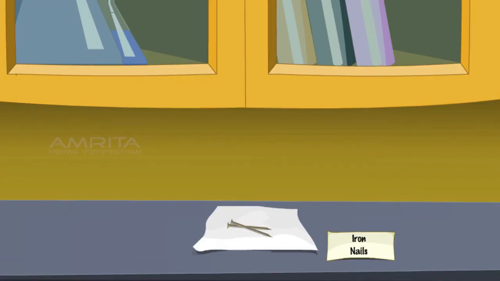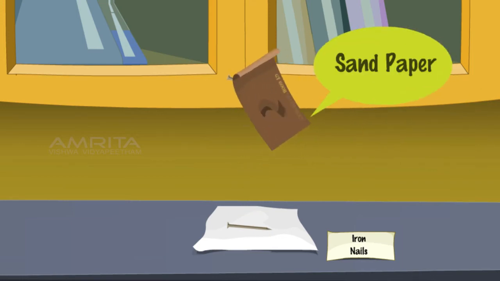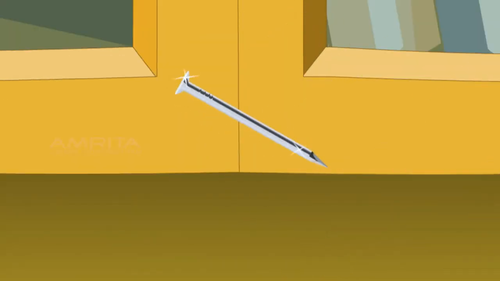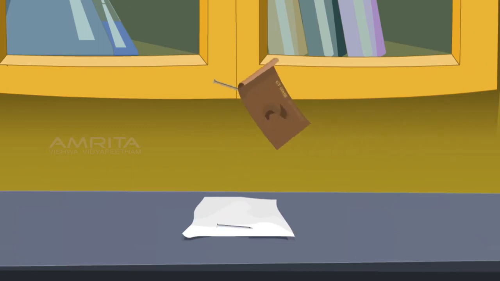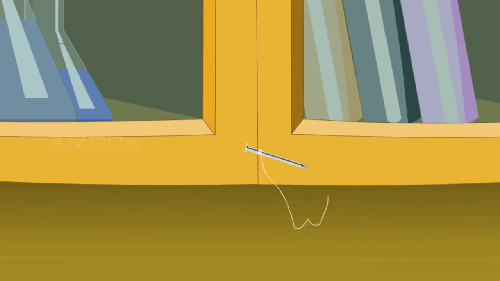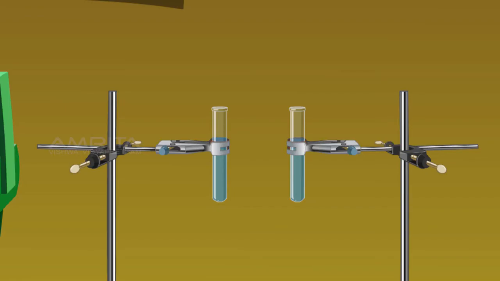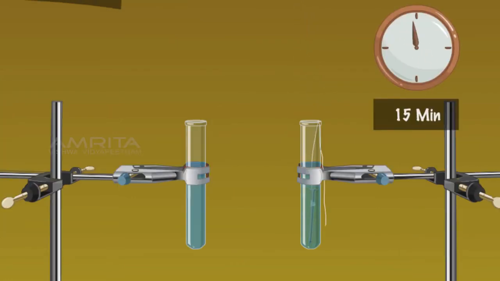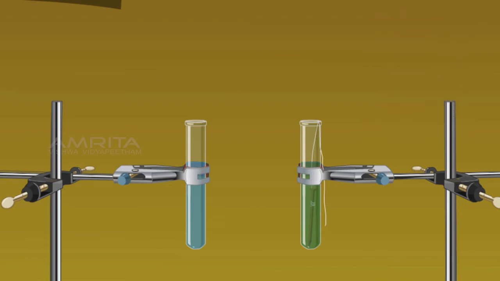Take 2 iron nails. Clean these by rubbing them with sandpaper so their color appears grayish. Tie one nail with a thread. Immerse this into one of the test tubes containing copper sulphate solution. Keep the 2 test tubes undisturbed for about 15 minutes.